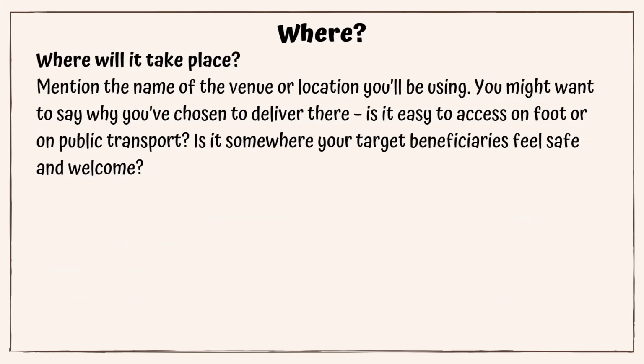And then where will it take place? So particularly in funding like this, that's very, very local, we need to be very specific about where it will be delivered. So do you have a venue or location like a community centre, or is it out and about at different places in your area? You might also want to say why you've chosen to deliver there. So it might be because it's accessible on foot or on public transport, or is it somewhere that the people that you're wanting to help already go? It's somewhere that they're already familiar with and they feel safe and welcome.